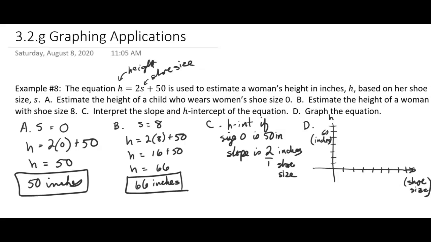We know that we're starting when the size is 0, that you're at 50 inches, right? And then at size 8, I think that was way over here, it's up like to 66 inches, something like that. You could say, well, I know I'm going up 2 inches for every shoe size. You could do like a slope thing here. Well, that's not drawn very well.